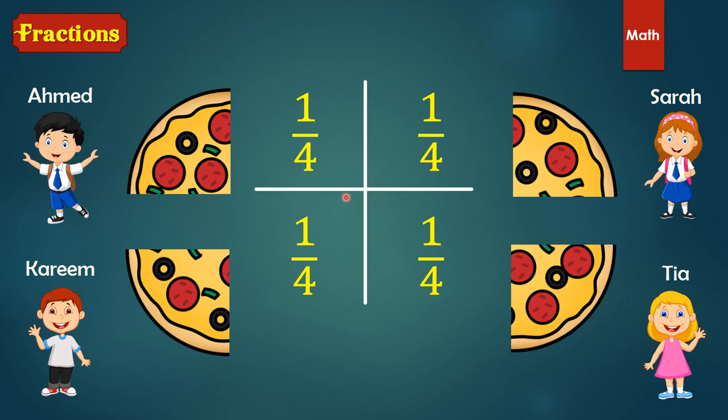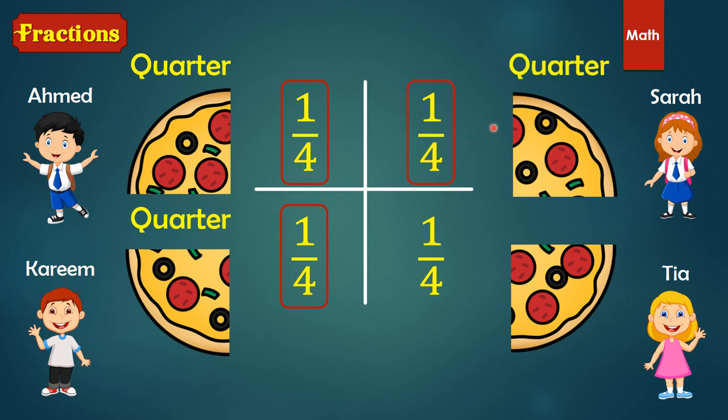1 over 2, we call it half. This time, 1 over 4, I call it what? Quarter. I call it quarter. Repeat after me. Quarter. So I can say that Ahmed took quarter the pizza. And Kareem took quarter the pizza. Sarah took quarter the pizza. And Tia took quarter the pizza.